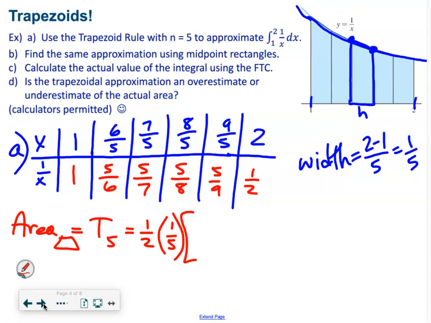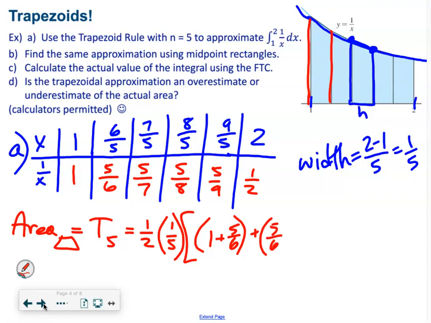What I have left now are the sums of the bases, which in this case are the sums of the heights. So it's like this height plus this height would be our first 2 heights we add together. I put a bracket and then I group my sums with little parentheses. So 1 plus 5/6 would be my first 2 heights, the heights on either side of my first trapezoid. What would be the next heights on either side of the next trapezoid? 5/6 and 5/7.